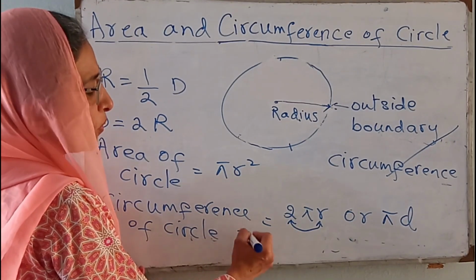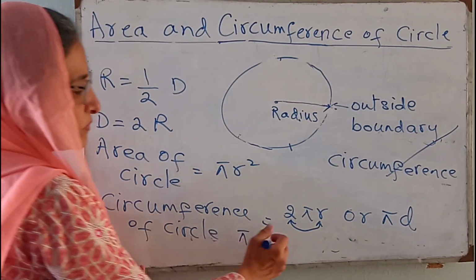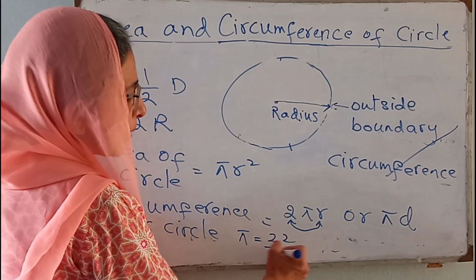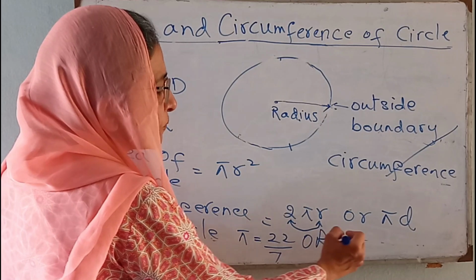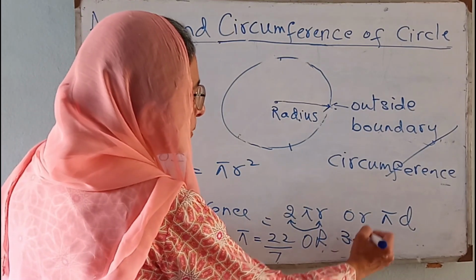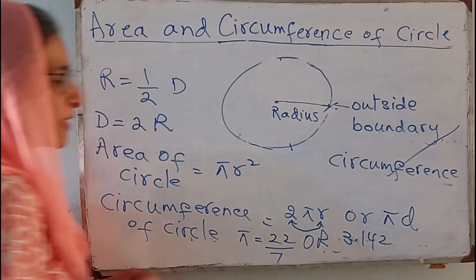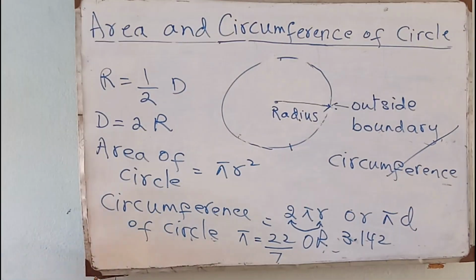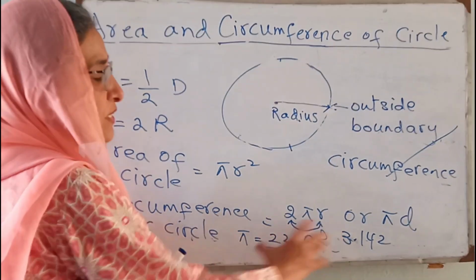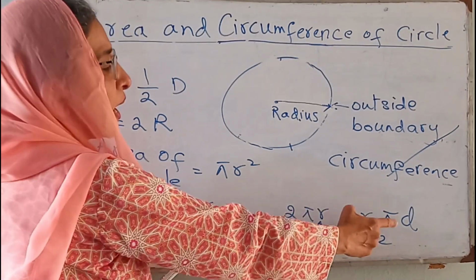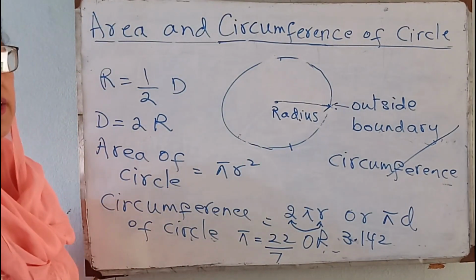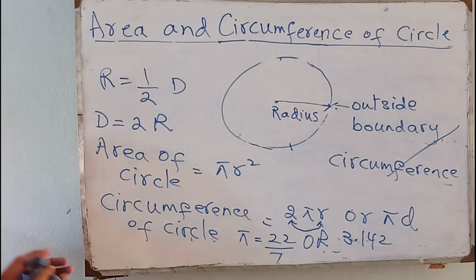The value of pi is always understood to be 22/7, or if I write it in decimal form, it will be 3.142, right? So the value for pi is always constant. It is always this number, whereas the values of r and d can vary in a circle.